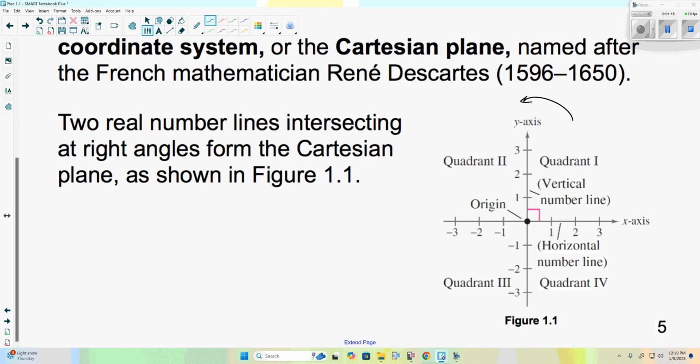In the first quadrant, we have the positive x, positive y. In the second quadrant, we have the negative x, positive y. In the third quadrant, we have the negative x, negative y. And in the fourth quadrant, we have the positive x and negative y.